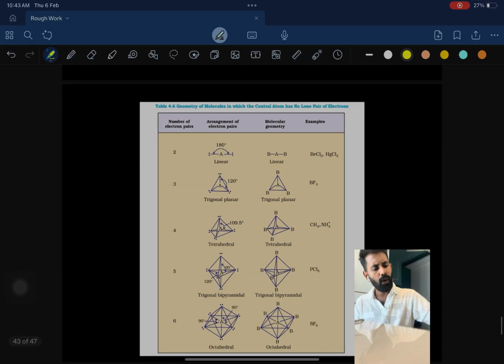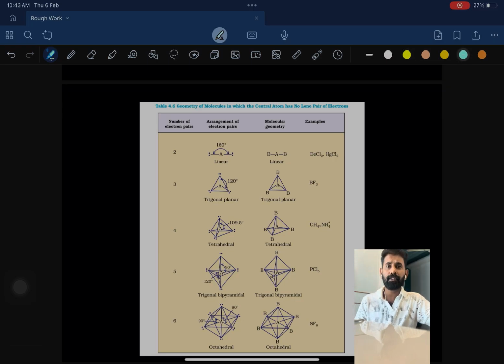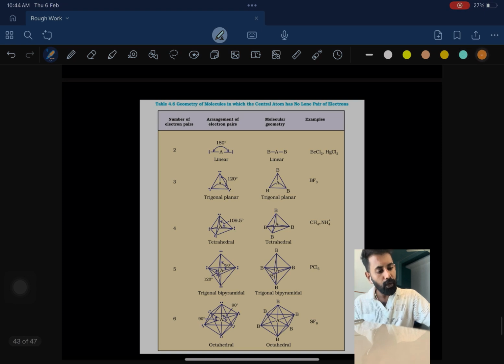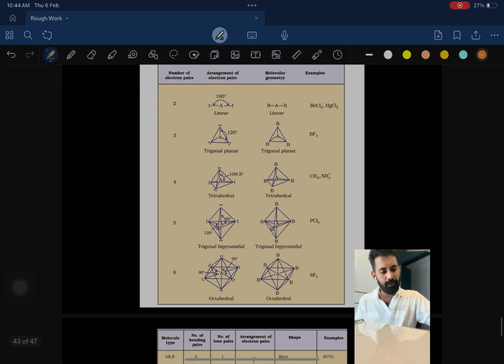So VSEPR theory helps us to decide the geometry, but the very basic thing that you have to know is the number of bond pairs and lone pairs. That is the main thing that we will be teaching in this session. I'll be teaching you with examples. But before that, if we know the number of bond pairs and lone pairs, how do we find the geometry of a molecule? That is very simple. You just have to remember the table that is given in our NCERT, which I'm showing you.